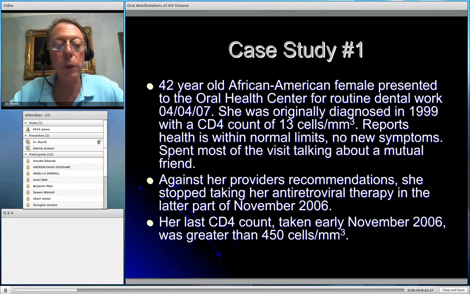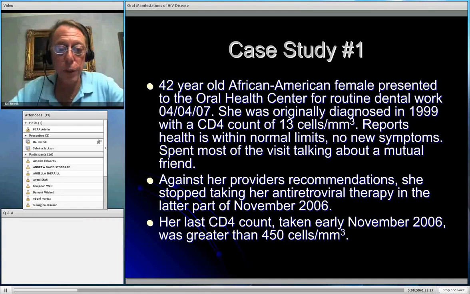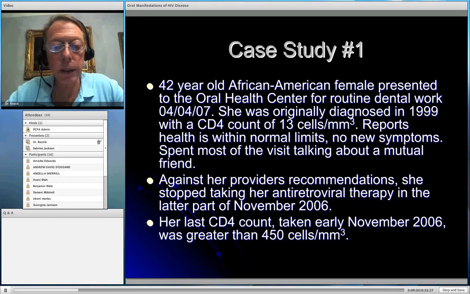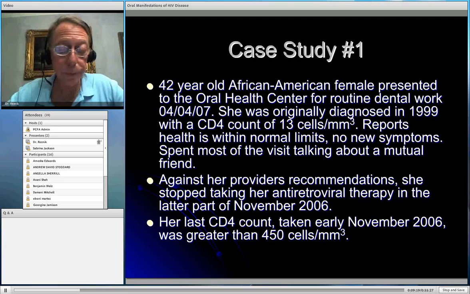How does this actually work in the real world? I'm going to talk about one lady. She's a 42-year-old African-American female who came to the Oral Health Center, the name of the part of the clinic that I run, in April of '07. She was diagnosed in 1999, with a nadir low CD4 count of 13. At this visit, she said her health was within normal limits, no new symptoms. She spent most of the time talking about a mutual friend.